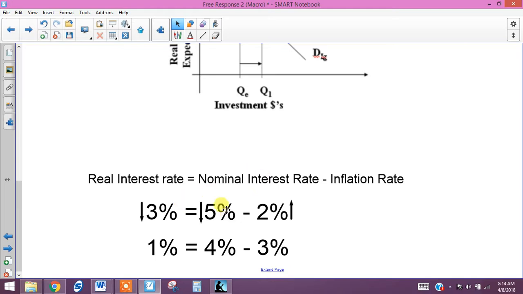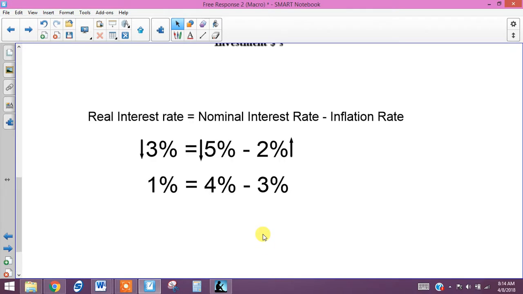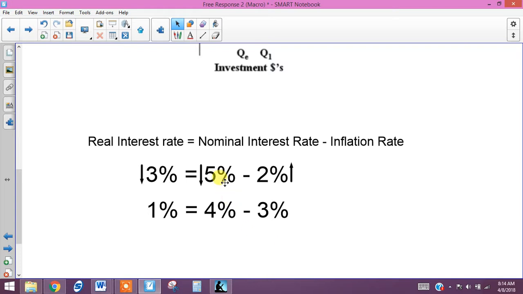So if we have a 5% nominal rate on a loan, and price levels during the time of the loan rise 2%, then our real interest rate is only 3%, because the buying power of the money that's paid back is going to be 2% lower, because of the rise in price levels or the inflation rate, than it was when the money was lent.